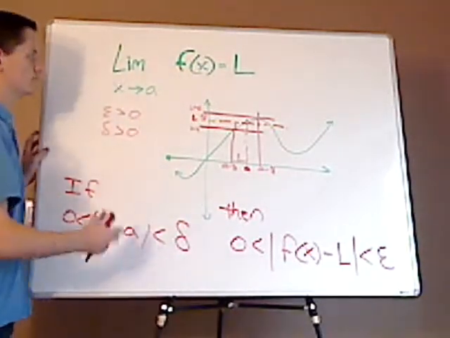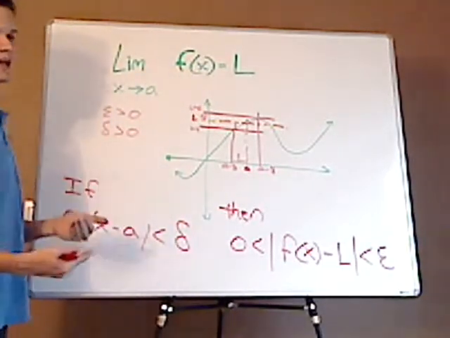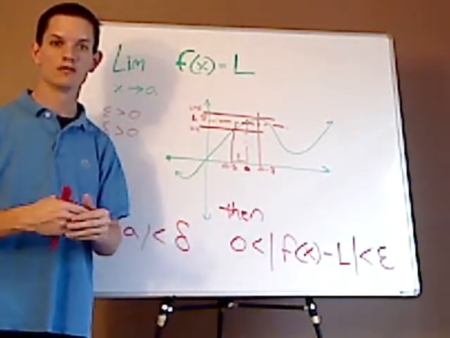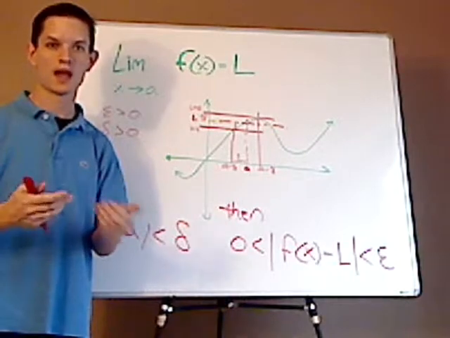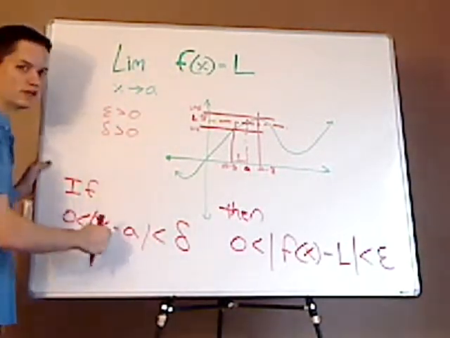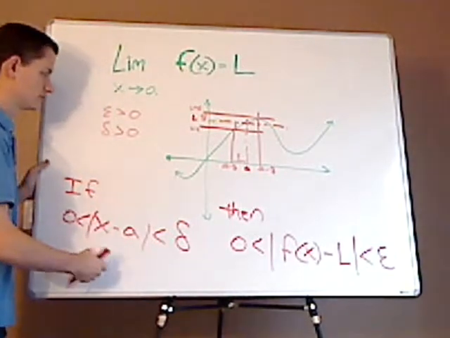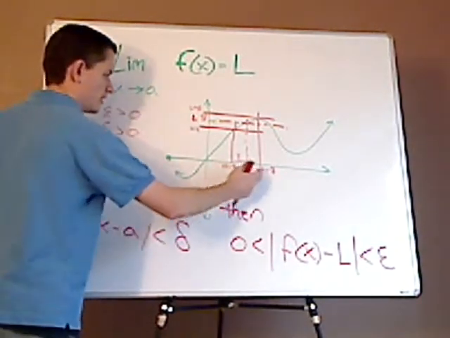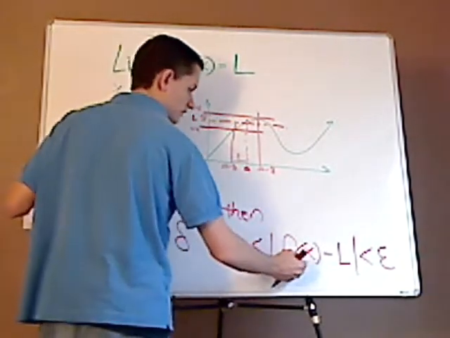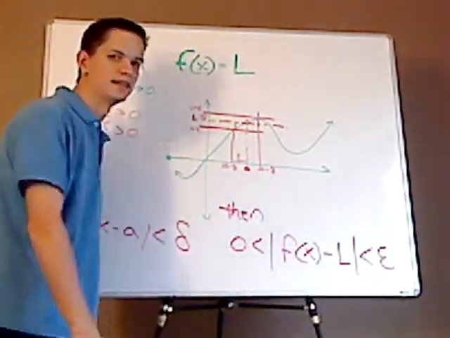So what do you have to do to prove precisely the limit? You have to use what's called a delta epsilon proof. You have to start with this. You're given this information, this right here. Then you have to prove this. And that's it.